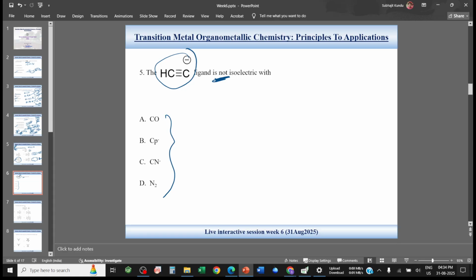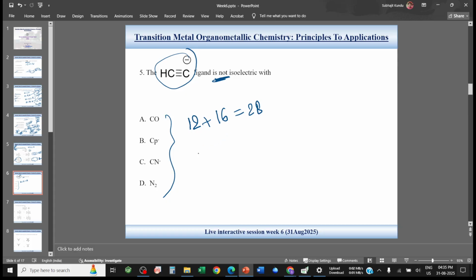So CO, what will it be? Carbon has 12, plus oxygen 16, so the total is 28. Then Cp⁻, the cyclopentadienyl anion. How many electrons? There are 5 carbons, so 12 times 5 is 60, plus the hydrogens have to be taken into account, 4 hydrogens, plus 1 for the negative charge.